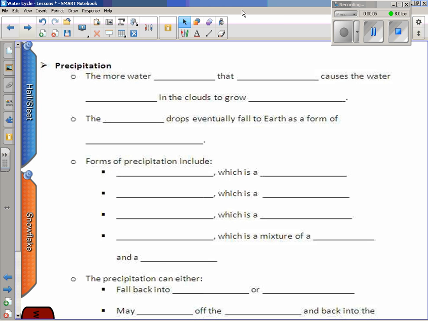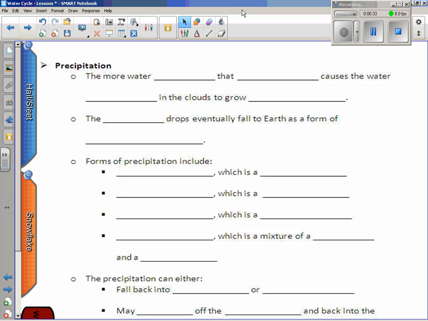Okay, this is session 2 of our water cycle lessons. Today we're going to be talking about precipitation. The last lesson we talked about the first 2 steps in the water cycle, which was evaporation and condensation. And today with precipitation, we have to think back to what we learned in condensation. And that in condensation, we had water vapor, which is a gas, turning back into a liquid.